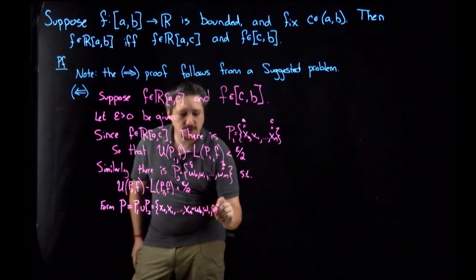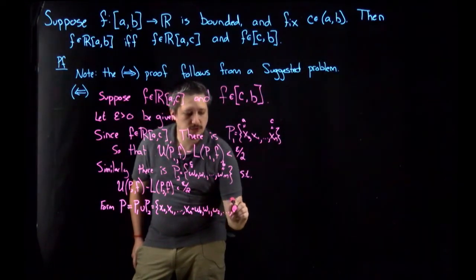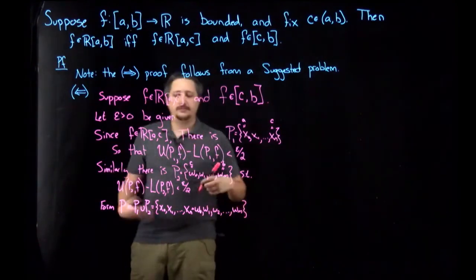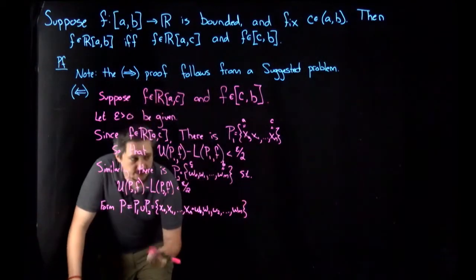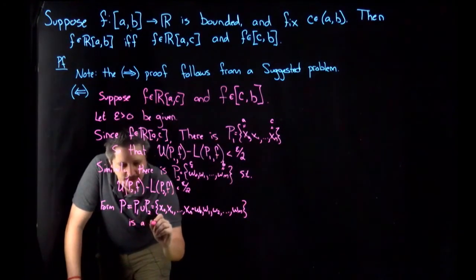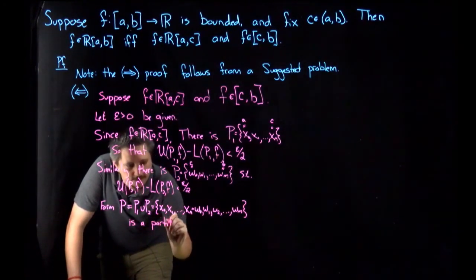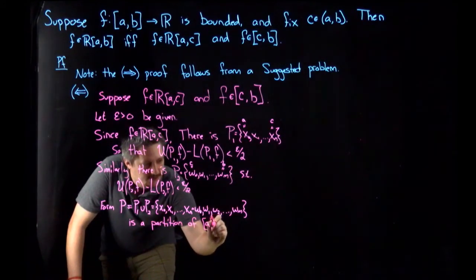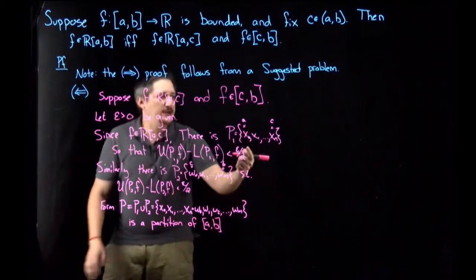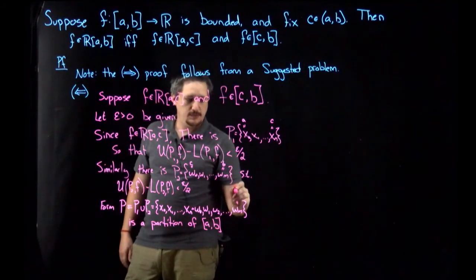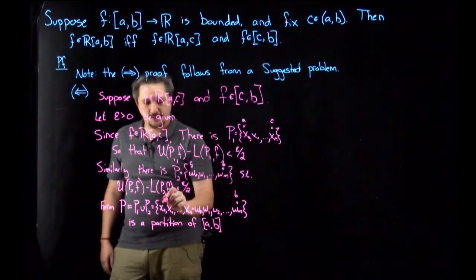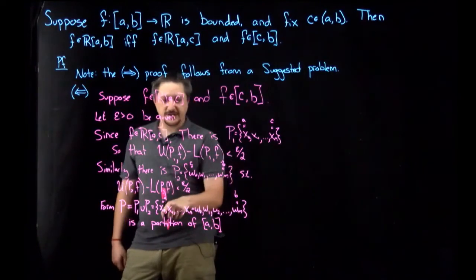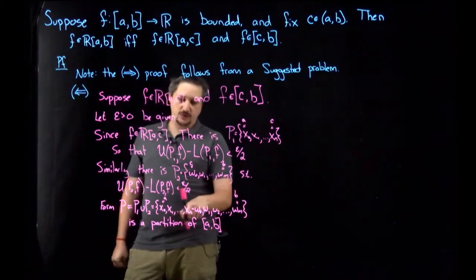So this is W1, W2, up to Wm. And in particular, this P, and I'll even write it here, is a partition of A to B, because I have Wm, which is B, I have x naught, which is A, and all of these things are in order, right? x0 is less than x1 is less than x2 up to xn.